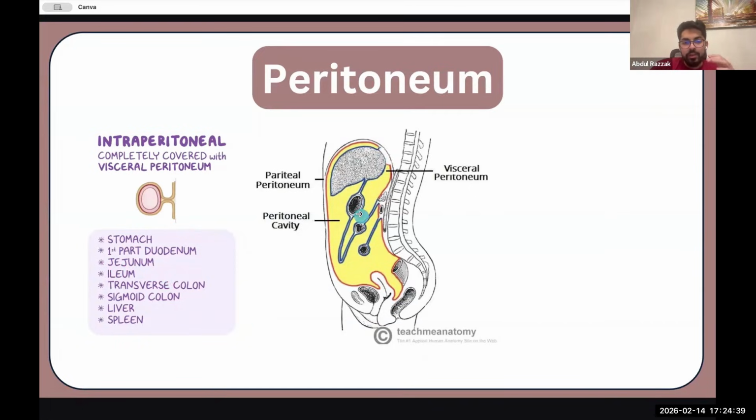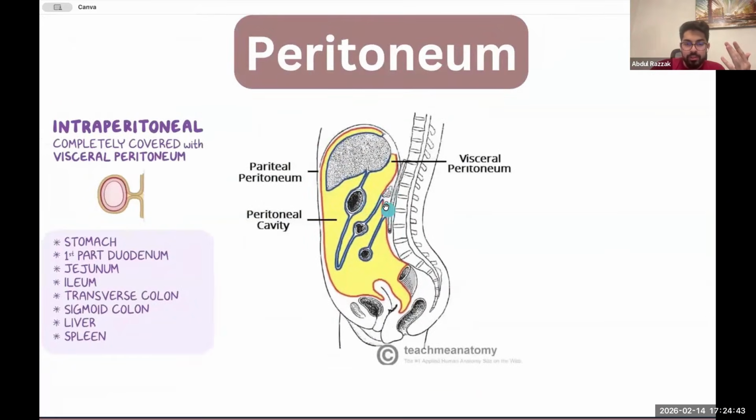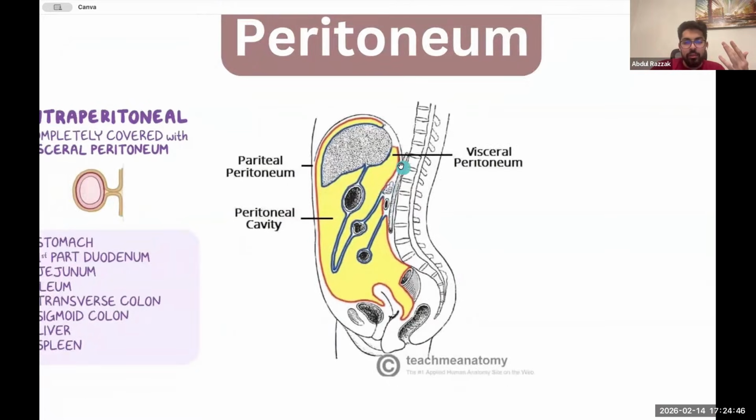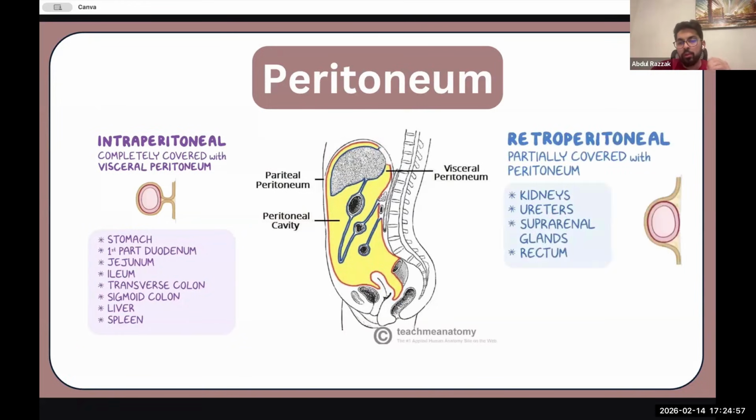On the other hand, some organs are not covered completely by peritoneum. For example, we can see these organs here, the kidneys and the suprarenal glands. They are not covered completely from all sides by peritoneum. The peritoneum is only resting on them, covering them from the anterior side. These organs are called retroperitoneal organs. They are at the back of the peritoneum, and the peritoneum is just sitting on them. These organs include the kidneys, ureters, suprarenal glands, and the rectum. The first three are very easy to remember, they're just three organs close to each other.